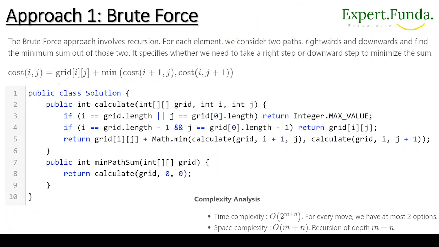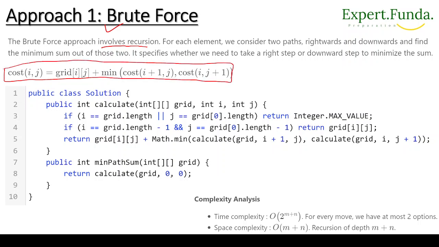You got it. That's why the brute force approach is a very easy approach, because it involves recursion. For each element we consider two paths, the rightward and the downward, and we find the minimum sum out of those two. We need to take a right step or a downward step to minimize the sum. So this is your formula. You can work on this one, as you can see here, this creates the brute force approach. Let's suppose how we're going to do this. We pass the grid as an input and calculate the minimum sum. So this is the DFS function.